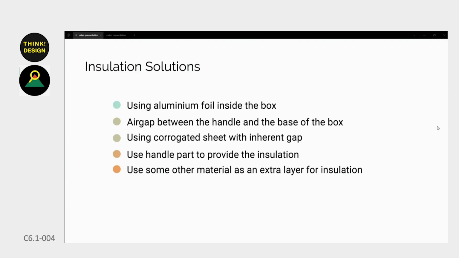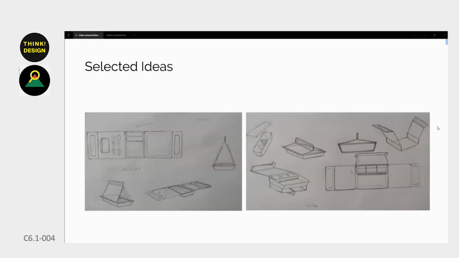Since the corrugated sheet has a gap in it, it restricts heat transfer through it. So along with the material of the box, introducing an extra layer of the corrugated sheet will help in reducing the heat. From the list of ideas, we selected 2 based on ease of use and functionality.